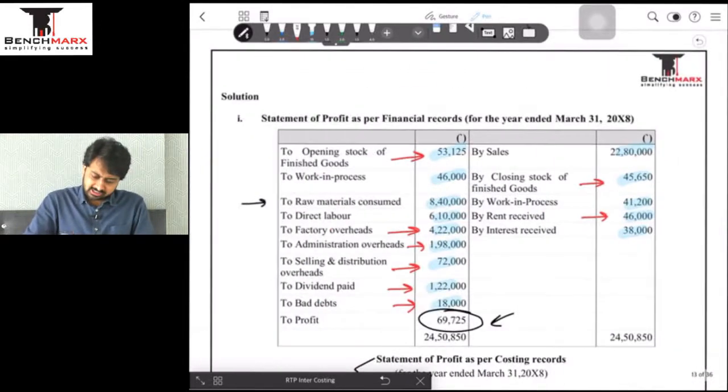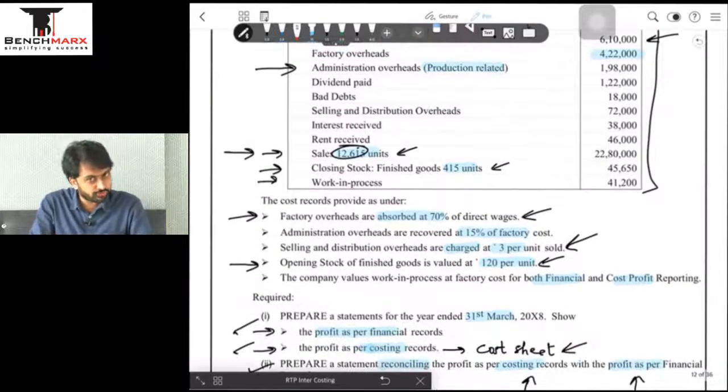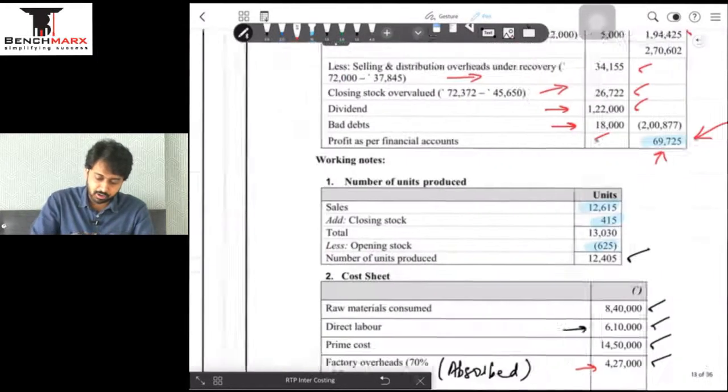Question number, I think, 6 is gone. So we have done 5 and we have done 6. So without wasting time, we are going to question number 7.